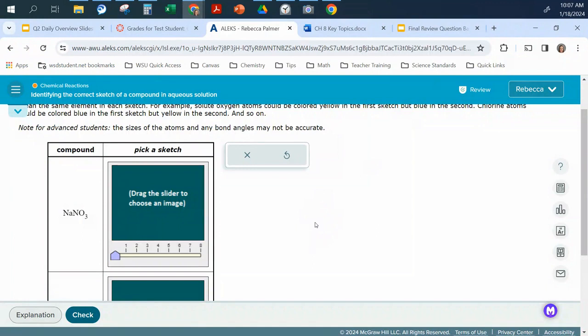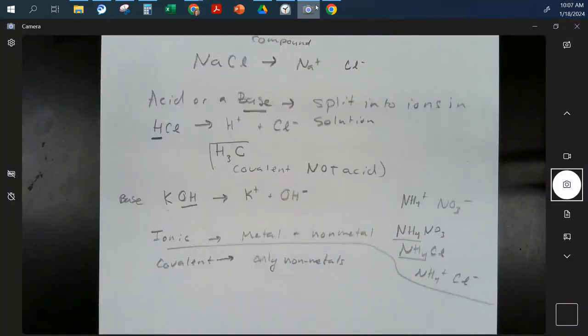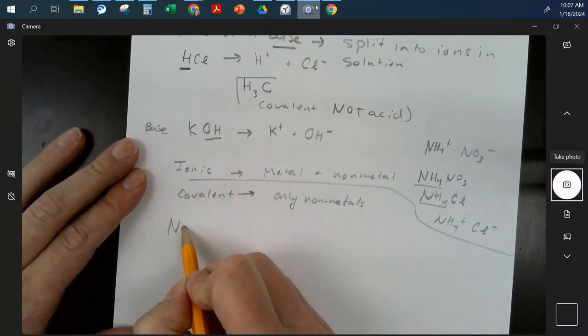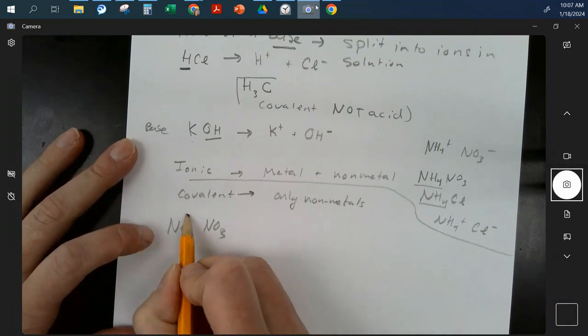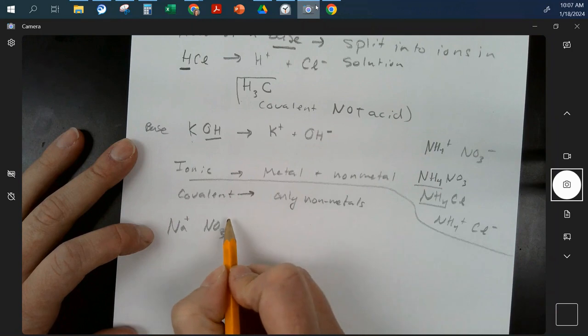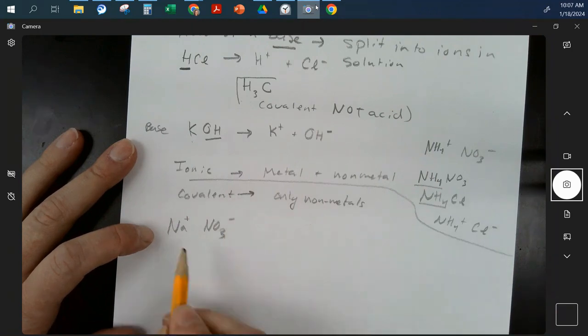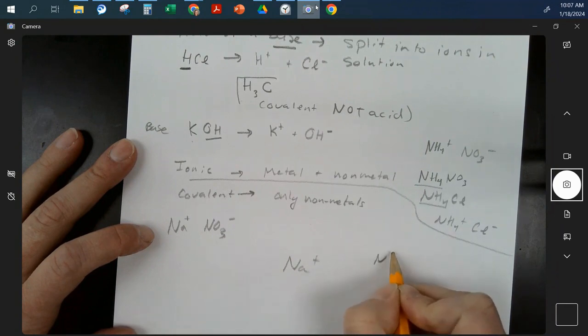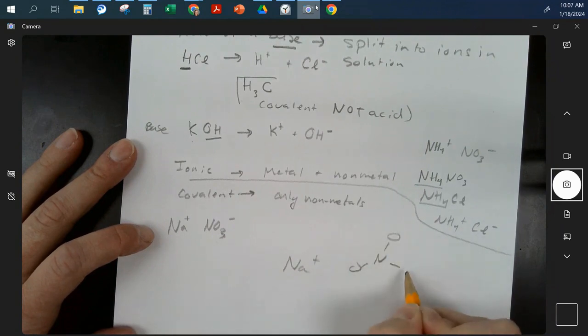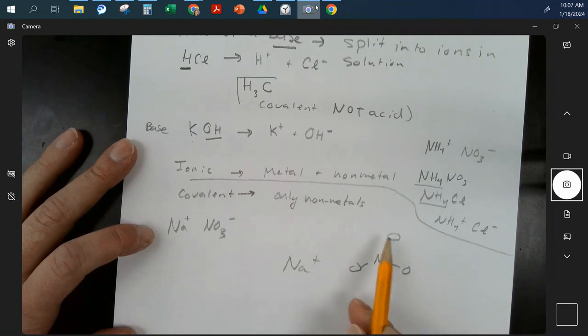So we have sodium nitrate. I have a metal and a nonmetal. I have a metal and a polyatomic ion. So when this splits into its pieces, Na, NO3, well, we've already looked at sodium. Sodium forms a plus charge. Nitrate forms a minus charge. So I'm looking for an atom, and then I'm looking for nitrate, something that looks like this. This is kind of like a molecule. This whole molecule has a negative charge.